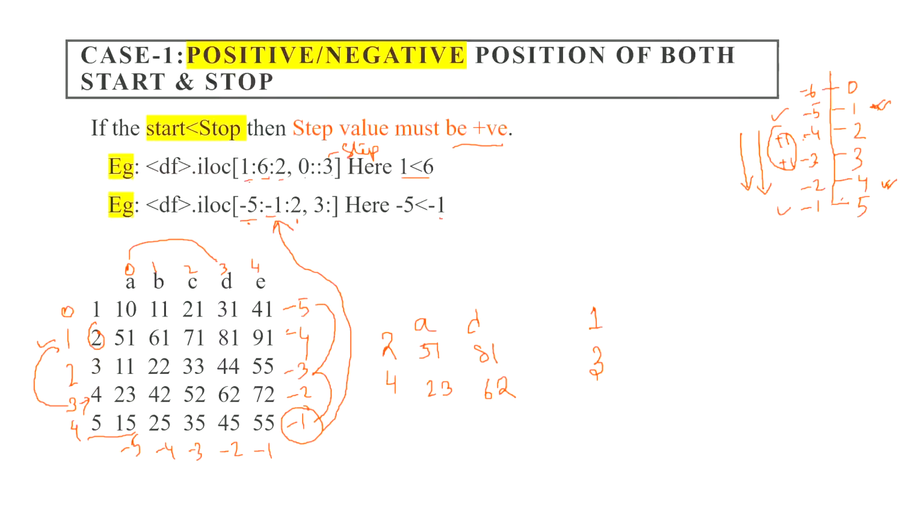And this is 3 column. So at 3 we have D. So D as well as E will come. So 1D value is 31. It is 41. 3D value is 44. And this one is 55. Okay. So I hope it is clear, everyone.